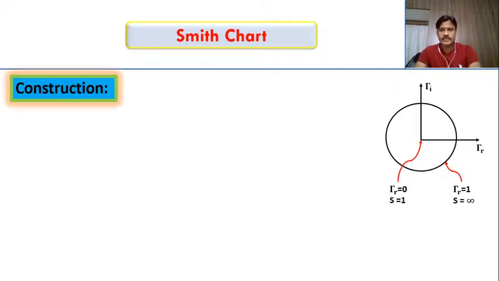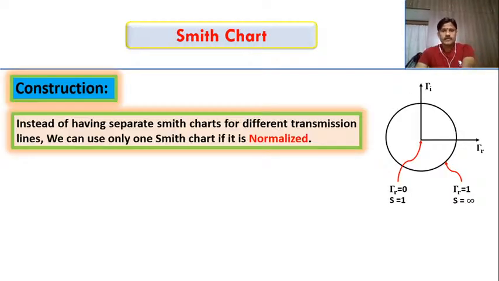Yes, construction continues. So the next point is, we know the Smith chart has only 1 unit of radius, and at the center the reflection coefficient is 0, at the outermost edge the reflection coefficient is 1, and accordingly you can calculate its standing ratio. S is 1 at the origin and S is infinity at the outer surface.